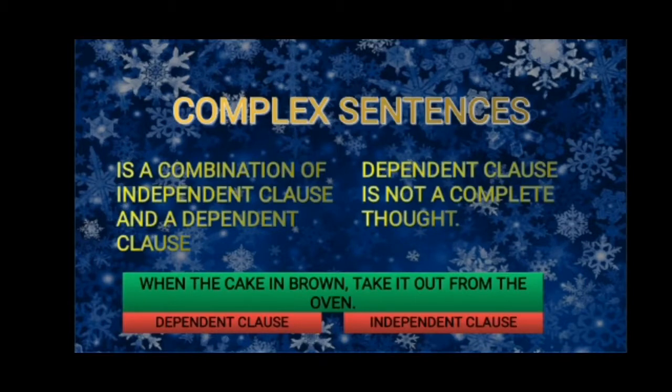Another example is, when he won the reward, everyone cheered. When he won the reward is a dependent clause because it contains a subject but there is no verb. And everyone cheered is an independent clause because everyone is a subject and cheered is a verb.